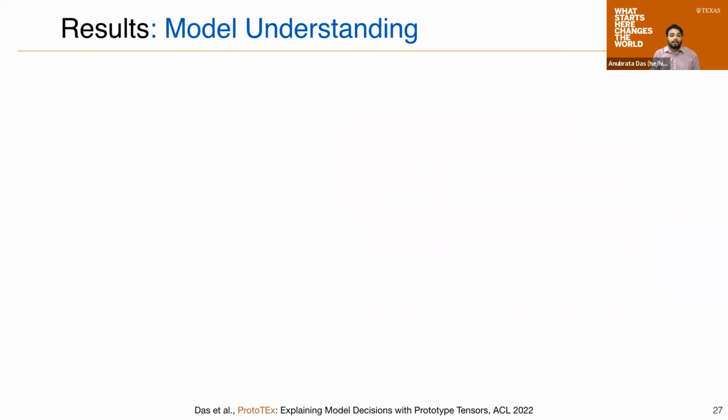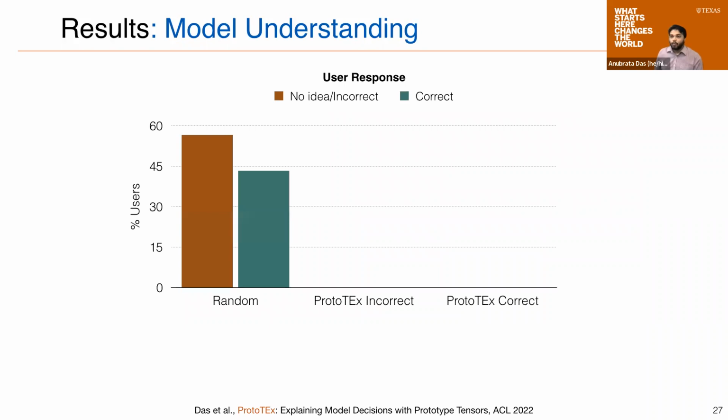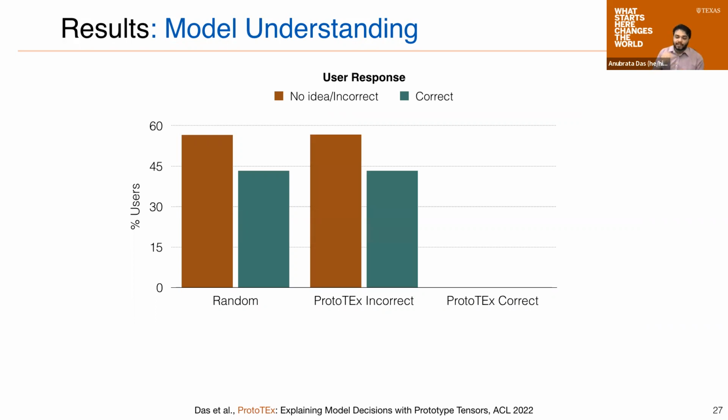Let's take a look at the results for model understanding first. So given a model, when we show randomly drawn examples to the users, we see that users are more often incorrect, or they don't have any idea about what the model may have predicted. And when we show them explanations for the cases where the model made an incorrect prediction, we see similar results. These numbers look exactly the same because they're rounded up, but they're in a similar ballpark in terms of the percentage of users.